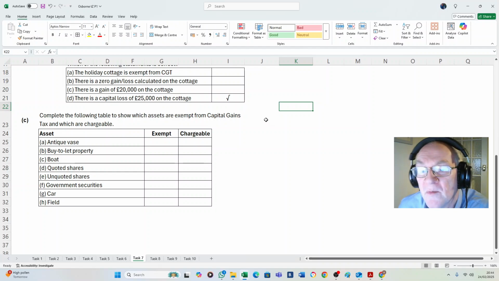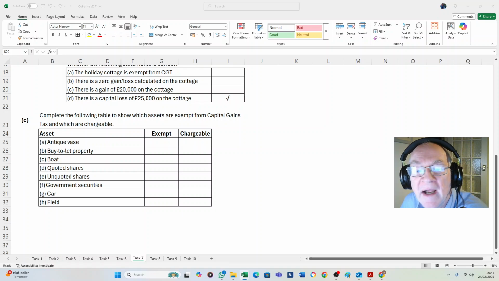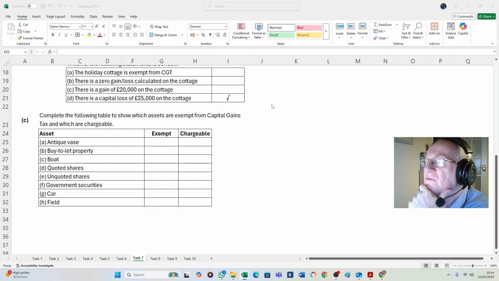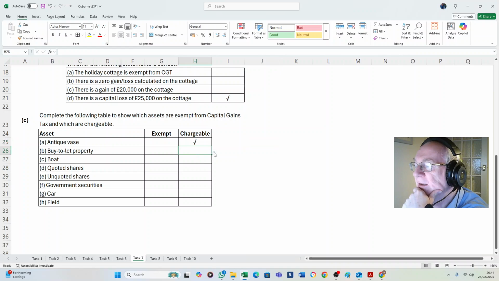Again, no help whatsoever on these questions in the reference material. You have got to know these. You've got to know basically the wasting chattels rule, essentially. Antique vase: it's lasted more than 50 years, so yes, and it should last longer, hopefully. Buy to let property, yes, that's chargeable when you sell it. A boat isn't. Forms of transport aren't. Quoted shares, yes, you pay capital gains tax on it. Unquoted doesn't make any difference; that means it's a private limited company. Government securities, though, they're exempt.